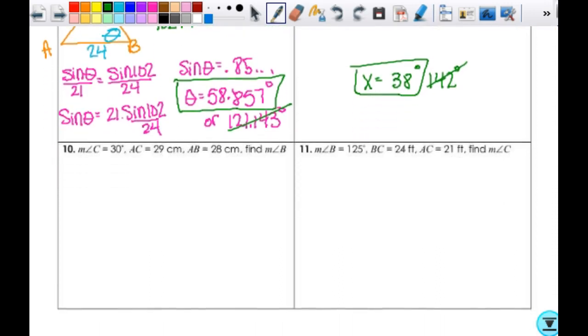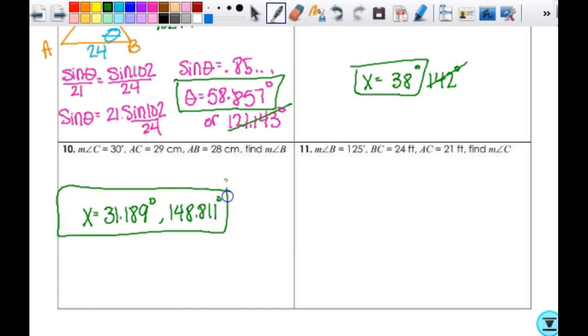And then on 10, you would get that x is equal to 31.189 degrees and 148.811 degrees, and both of those work. So there are those answers. We are going to work 11 though.